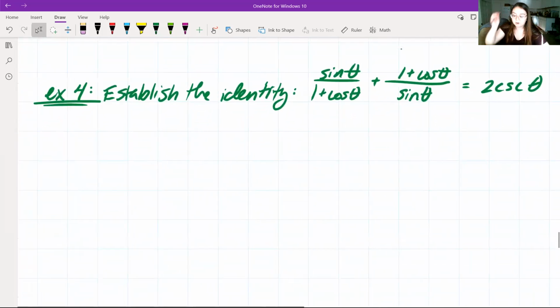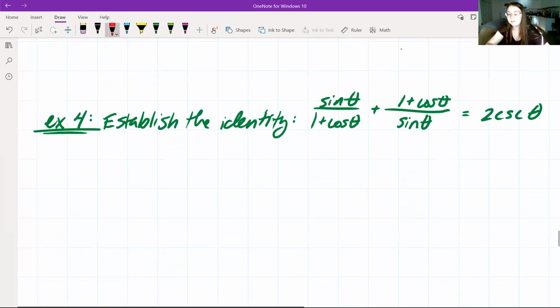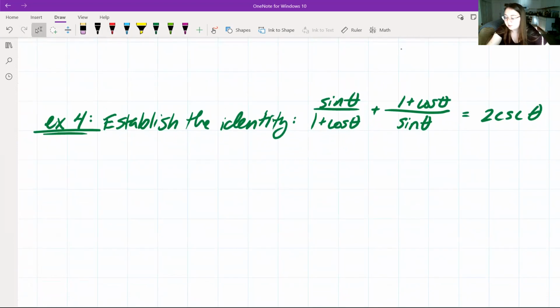In example 4, we're going to establish another identity. We have sine of theta over 1 plus cosine of theta plus 1 plus cosine of theta divided by sine of theta is equal to 2 cosecant of theta. So 2 cosecant of theta is obviously the more simple side, so this is going to be our goal. And our more complicated side is where we'll start.